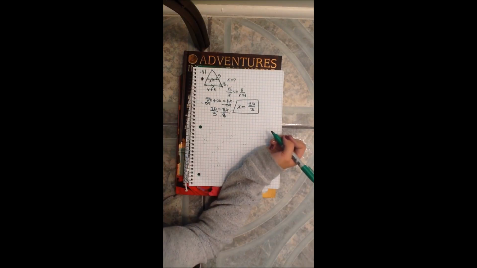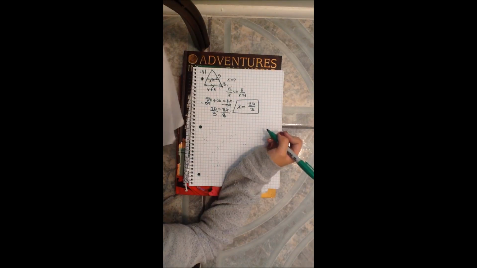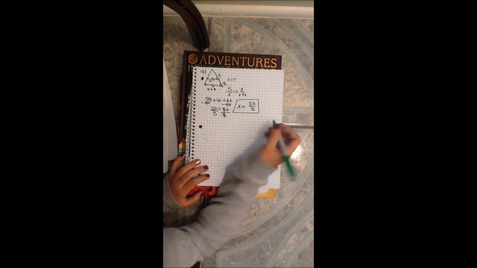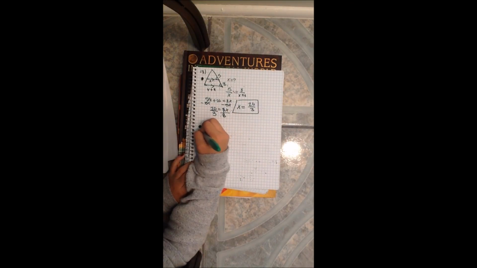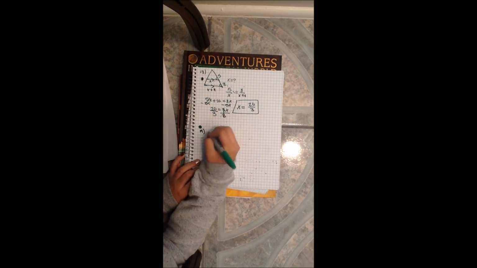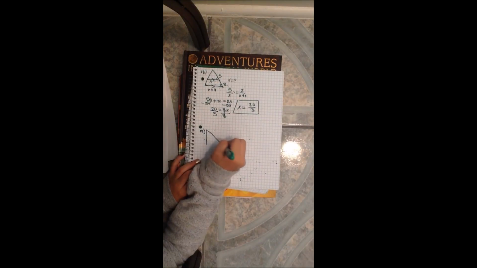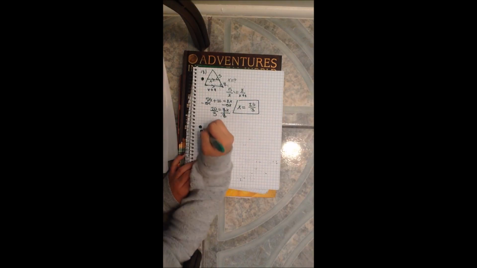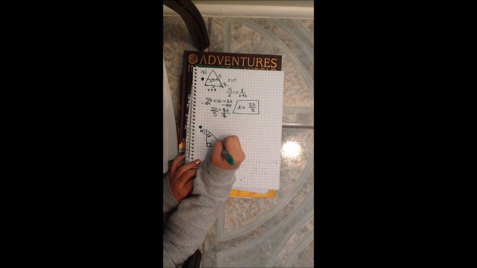Now, to do 19, 19 is a triangle. This is 90, this is 60, and this is 30. Now this is B, A, and 9.